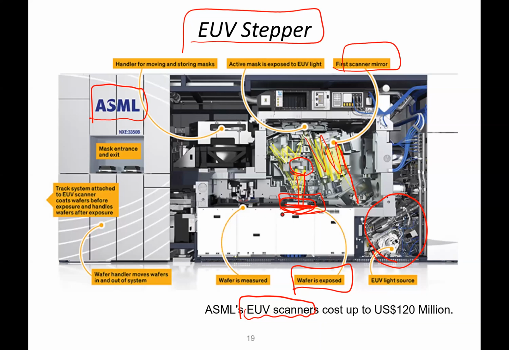nanometer patterns. How much does this scanner cost? It's around $120 million. One system costs $120 million. Do you know how much our university's budget is? Our university budget is $190 million.